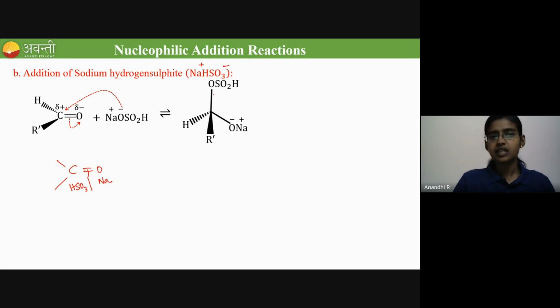So why is HSO3 written like this? It is because oxygen always forms the bond with the carbon. That's why they have written the HSO3 like this. Sulfur will not go and form the bond with carbon, and hydrogen will not go and form the bond with carbon. Only oxygen forms the bond with the carbon. So that's why they have given it in the materials like this.